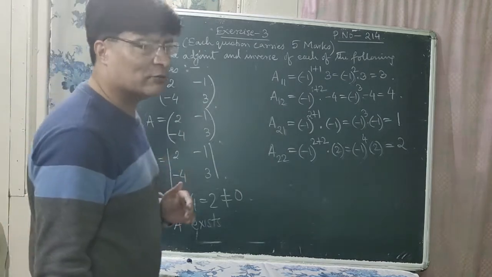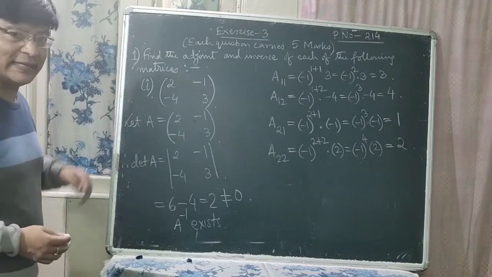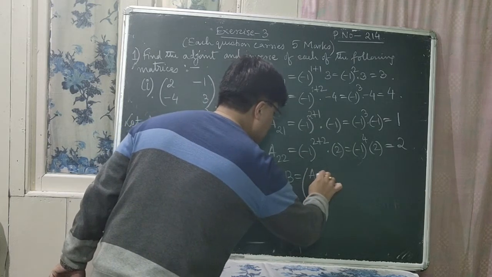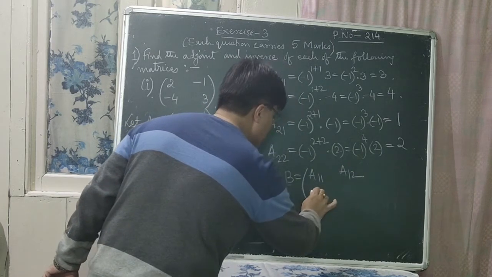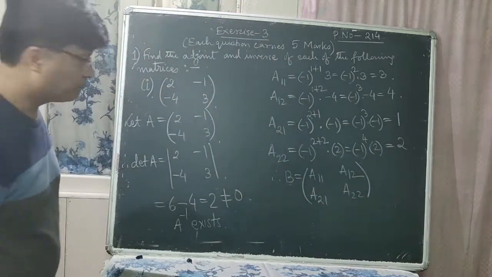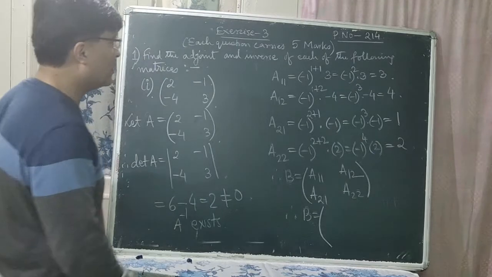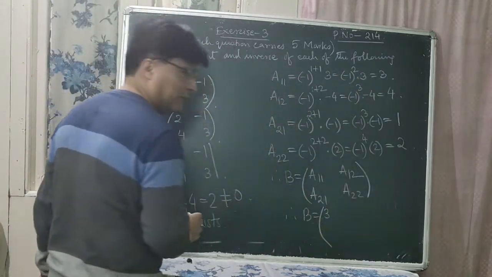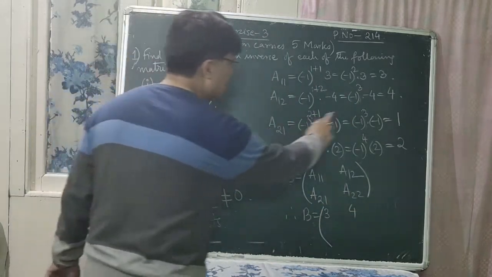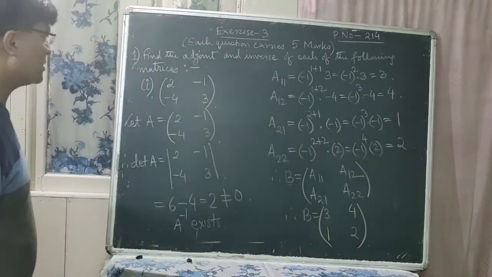Now let us write down the matrix B, whose elements are the cofactors of the elements of matrix A. So what is capital B? It is A11, A12, A21, A22. So capital B is equal to, what is the value of A11? It is 3. What is the value of A12? It is 4. What is the value of A21? It is 1. What is the value of A22? It is 2. So I think you have understood it.